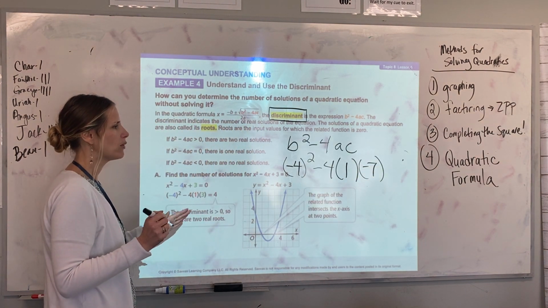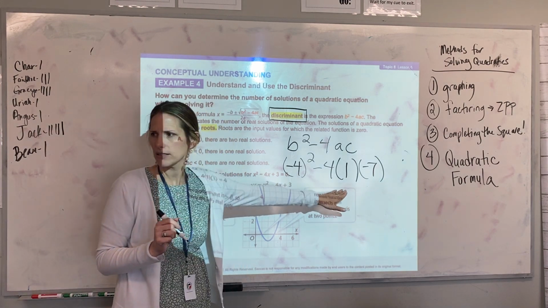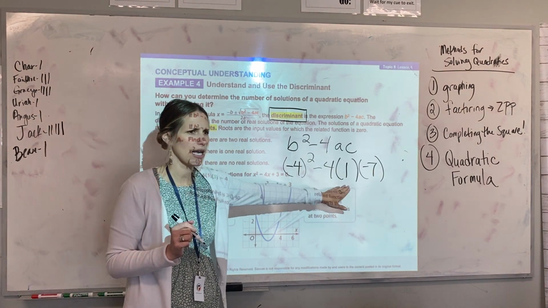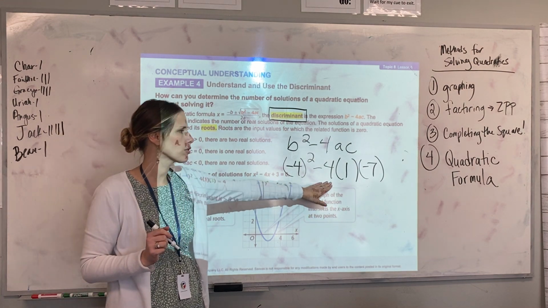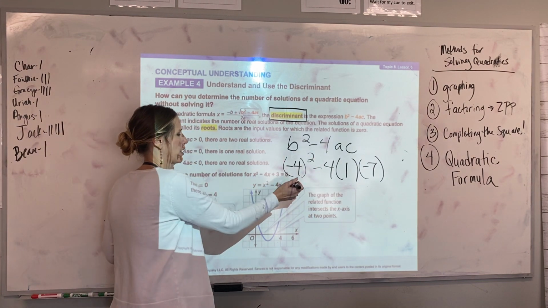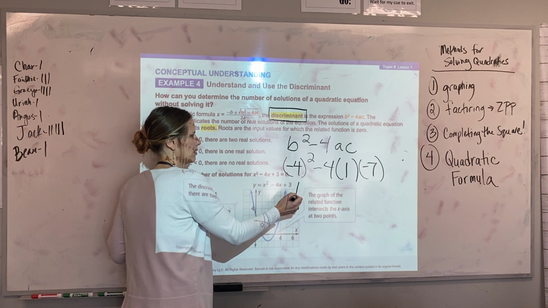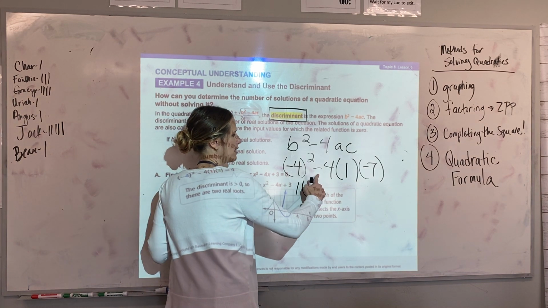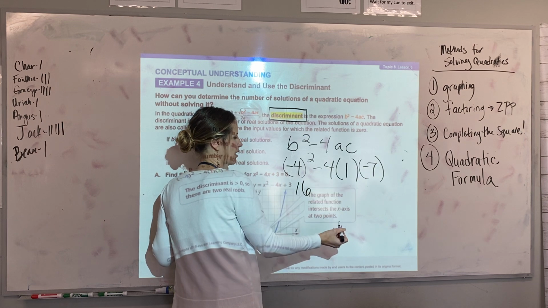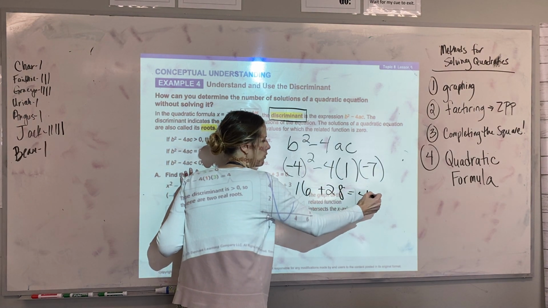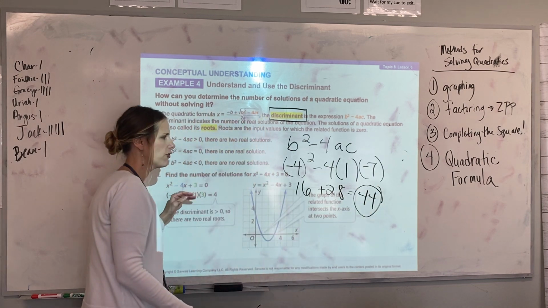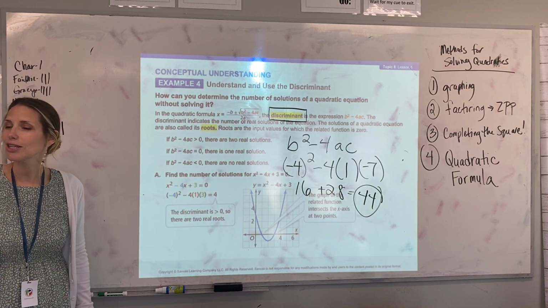And then when we solve this, does anybody have that in your EOC calculator still? I know I said you could close your Chromebook. But if you actually were to solve this, which we can, what's -4 squared? 16. Positive 16, and then -4 times 1 is -4 times -7 is positive 28, and that equals 44. So, 44, what does that mean? I have 44 solutions? No.